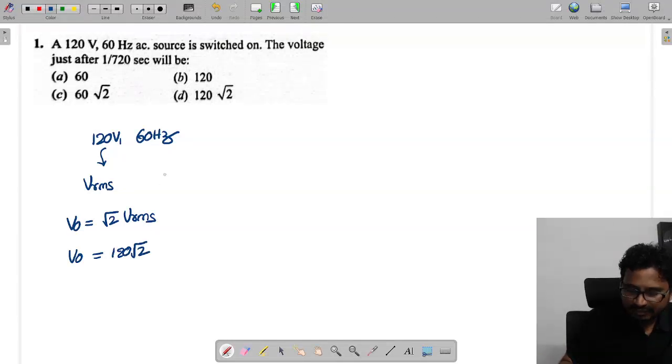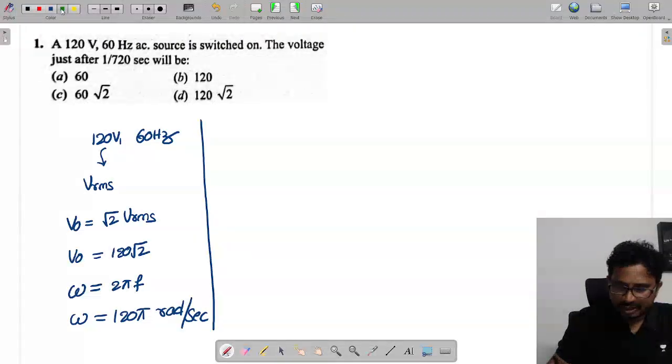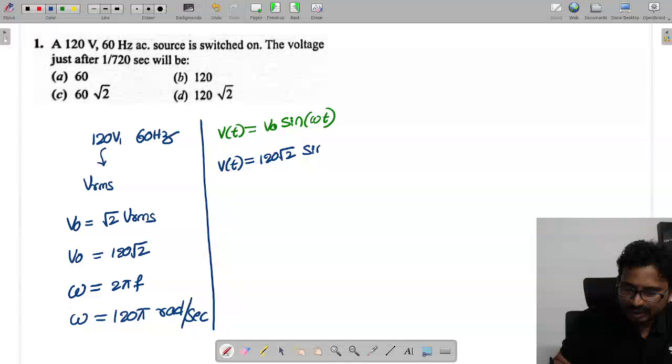120 √2. And the frequency is given as 60. From this, how much is the omega value? Omega is equal to 2 pi f, that is, omega equals 120 pi radians per second. Now tell me the voltage expression V of t. This is V naught into sine omega t. V naught is 120 √2, so V of t is 120 √2 into sine of 120 pi t.